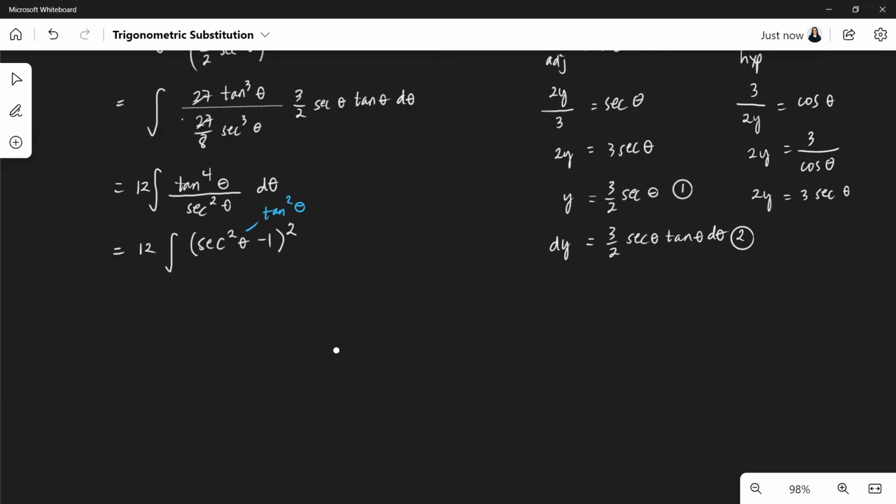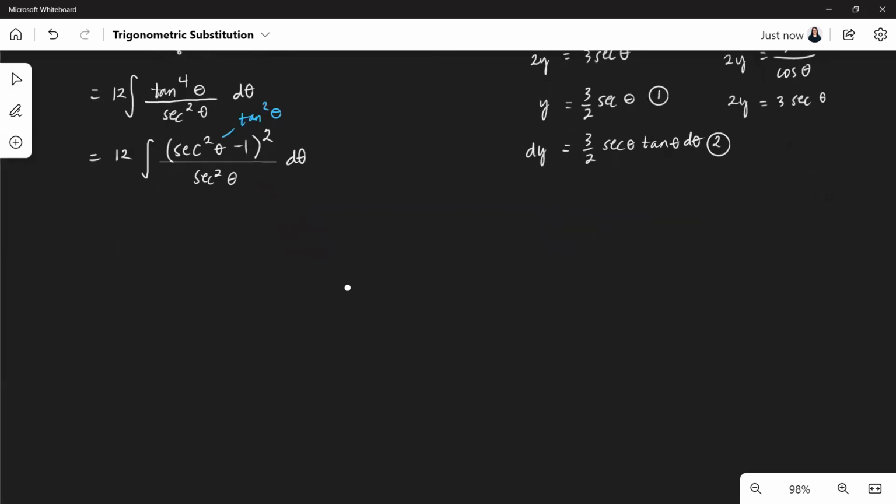And then divided by secant squared theta, d theta. So we can expand the binomial. It's equal to secant raised to 4 theta minus 2 times secant squared theta times 1, plus 1 squared, or 1, and then all over secant squared theta. And of course, the d theta.